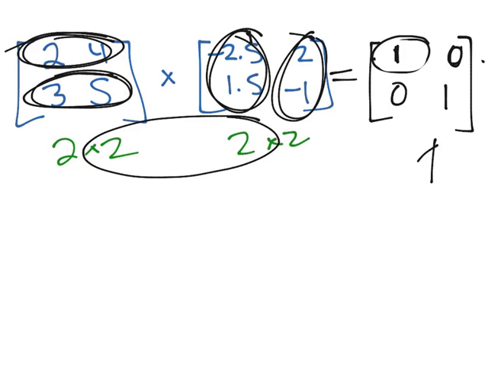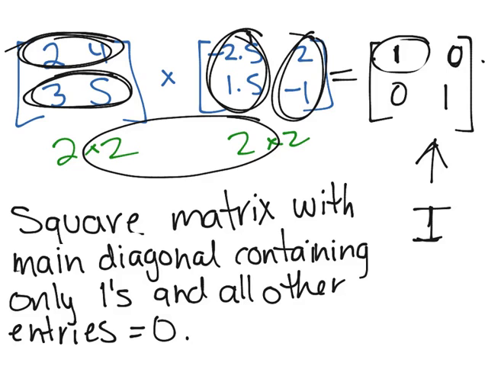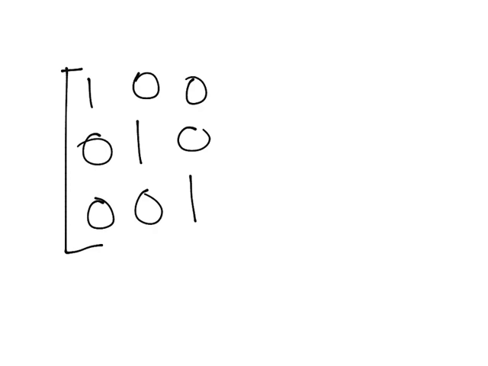And so, oh surprise, we have found out that the identity matrix is a matrix. It's a square matrix with the main diagonal containing only ones and all other entries being equal to 0. So in this case, we see that our main diagonal is equal to 1, and all other entries are equal to 0. It has to be a square matrix. So a 3 by 3 identity matrix would be a matrix with the main diagonal having 1 and all other entries being equal to 0.